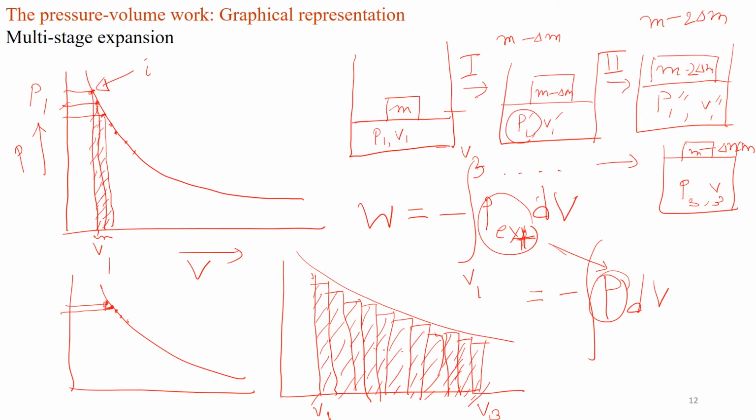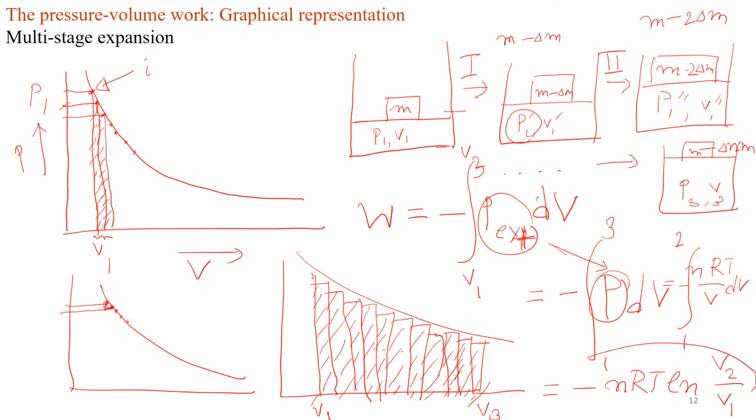P is nothing but nRT by V, because as long as it is following the ideal gas equation, we can write that and then integrate from stage 1 to stage 2, and the result is nothing but minus nRT natural log of V2 by V1. So you see a very nice thing here. So this denotes the maximum work done by the system in an expansion work.